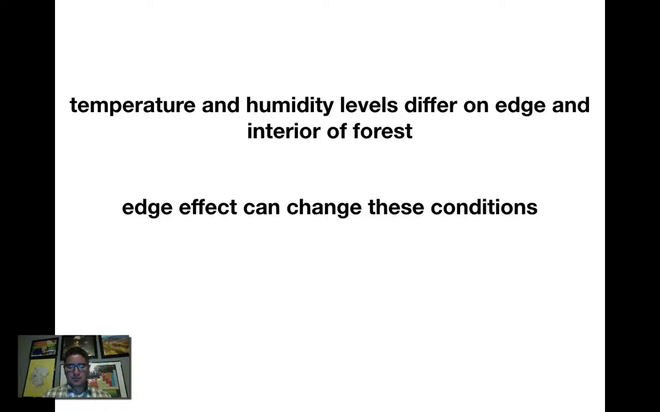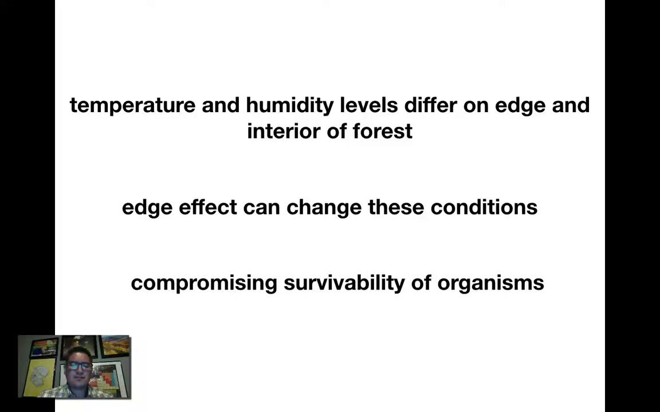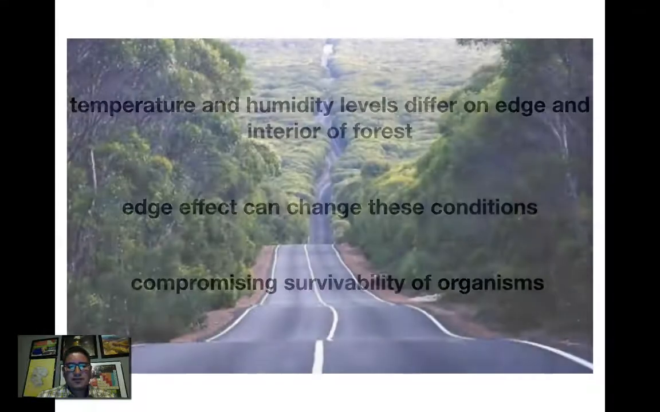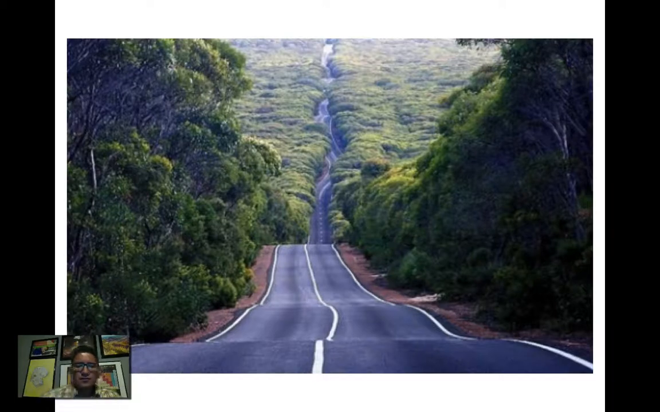Because some animals have developed a niche in the interior of a forest, where they're used to a certain temperature and certain humidity levels. And once we carve roads in the middle of these forests, we alter these conditions and we compromise the survivability of these organisms. So if you can imagine this being the ecosystem, this green area representing our forest, right? Let's say our population is growing and we want to develop new neighborhoods, and we build a road right in the middle.